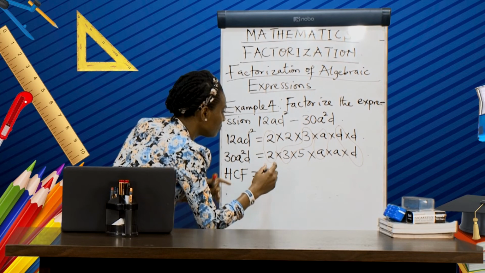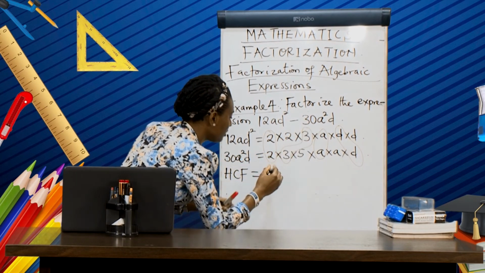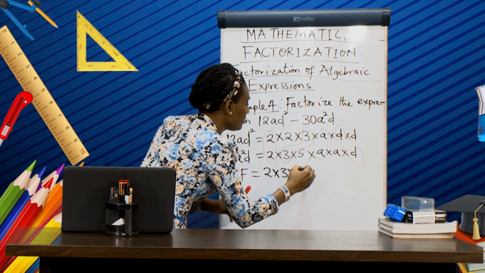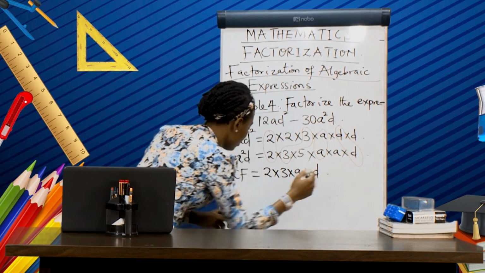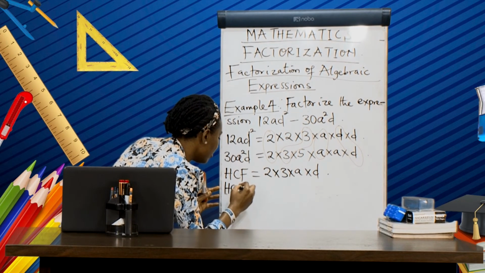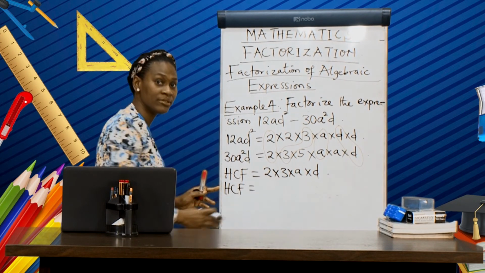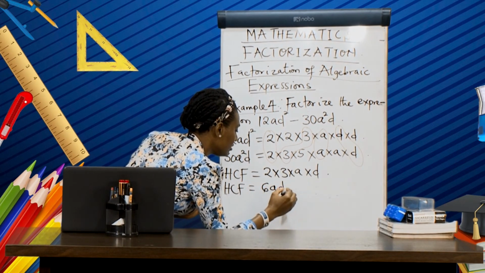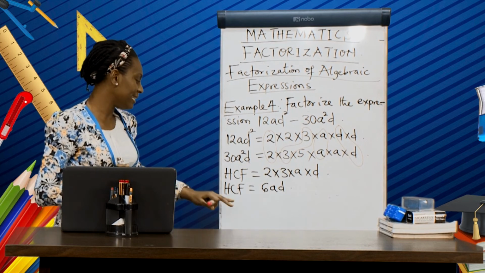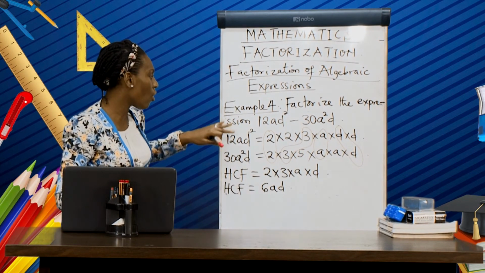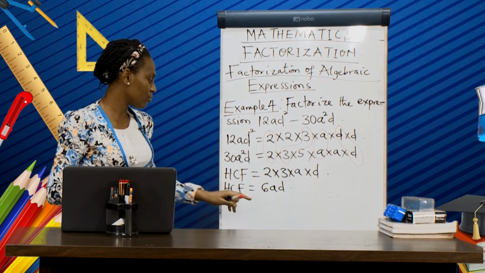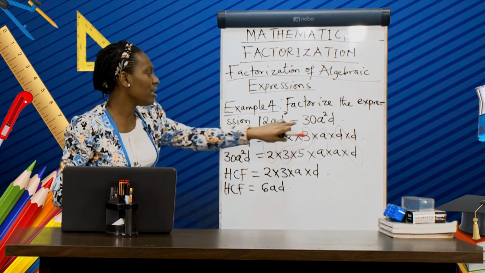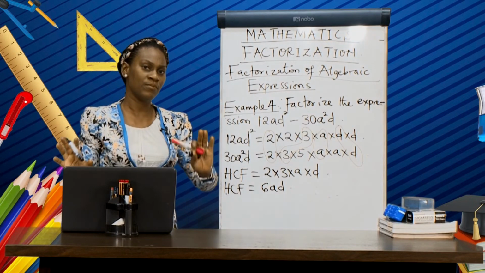So we have 2. 2 is common to the two of them. Times 3. 3 is common. Times a. Times d is common. So finally, our HCF is equal to 2 times 3, which we know is 6, times a d: 6ad. So we've been able to identify the highest common factor of this algebraic expression to be 6ad. The next thing is, how else can we write out this expression?